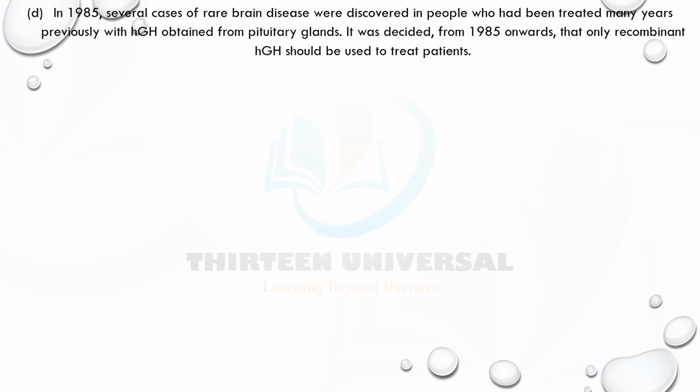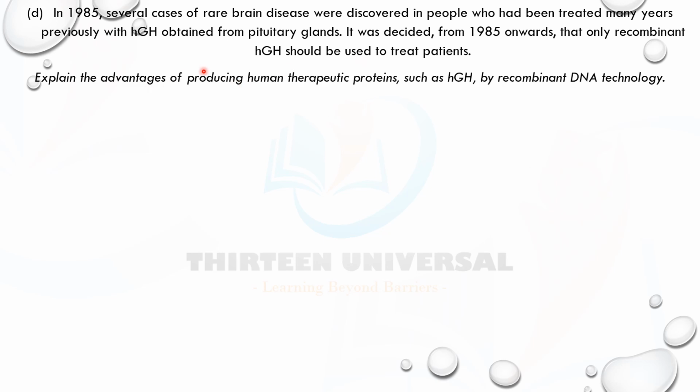In 1985, several cases of a rare brain disease were discovered in people who had been treated many years previously with HGH obtained from the pituitary gland. It was decided from 1985 onwards that only recombinant human growth hormone should be used to treat patients. So the ones made from bacteria should be used. Very importantly, explain the advantages of producing human therapeutic proteins such as human growth hormone by recombinant DNA instead of extracting it from dead people. What's the advantage of using bacteria over extracting this from dead people? Pause the video and try it.